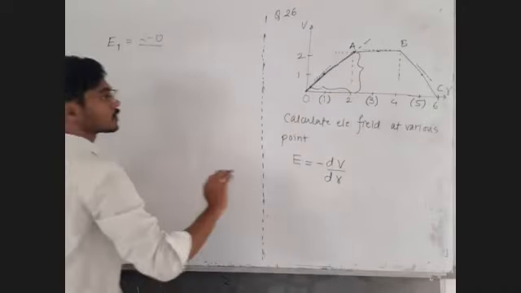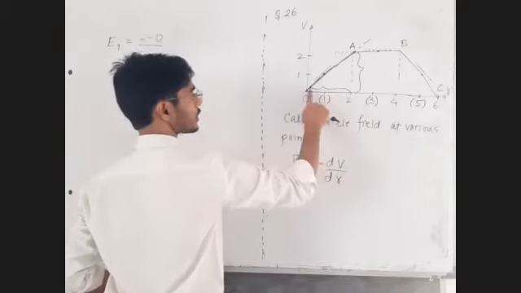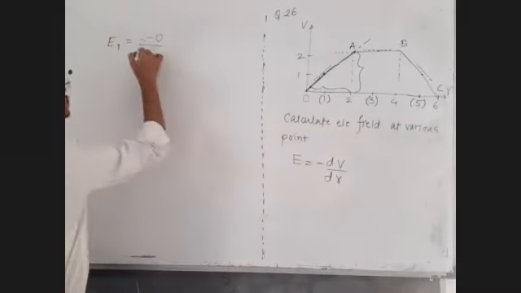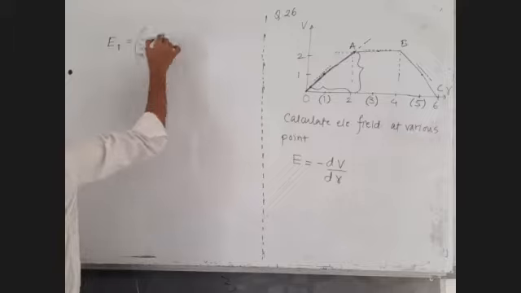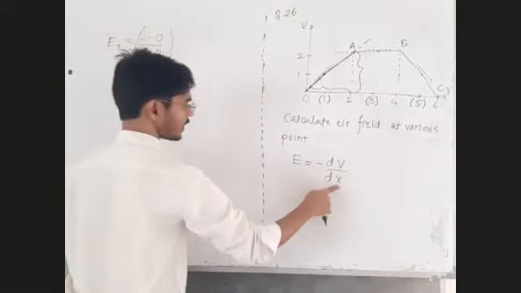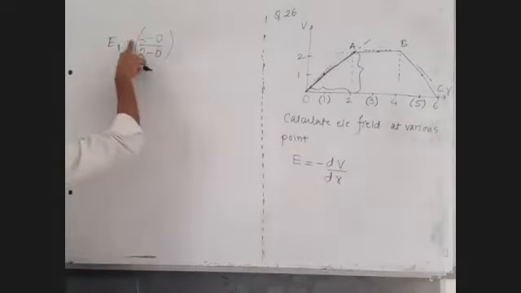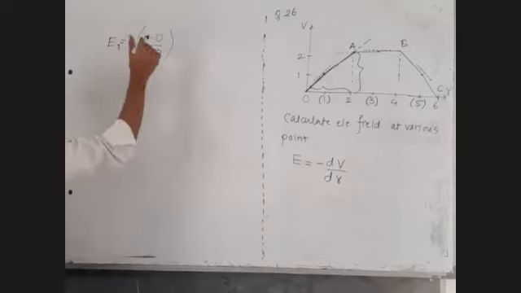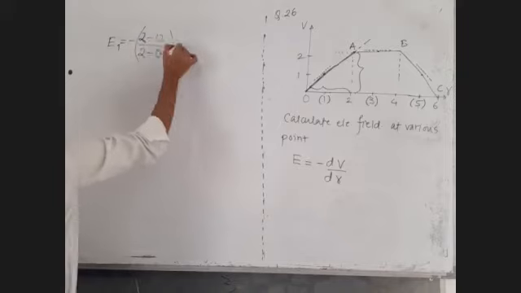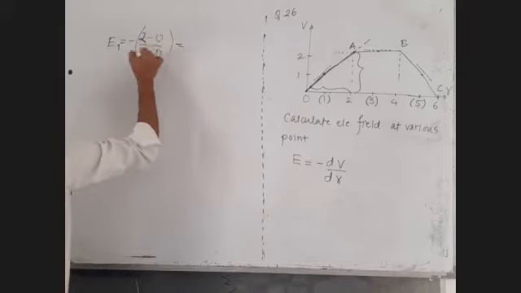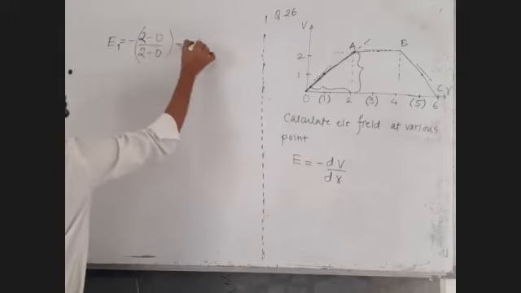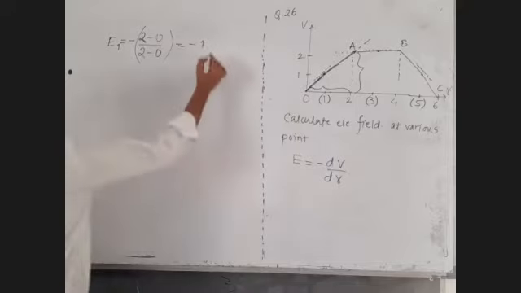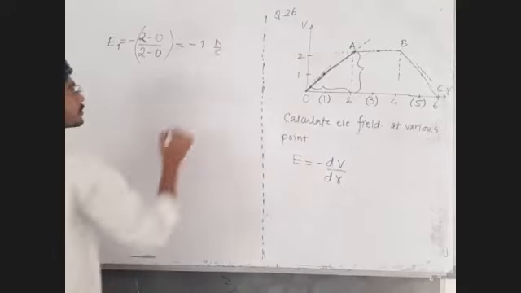Divided by, what is the change in x coordinate? Final minus initial, 2 minus 0. Sir, this is the slope value dV by dr, but we have to multiply it by a minus sign. Okay, so the answer will be 2 upon 2 and this minus sign, so minus 1 Newton per coulomb.